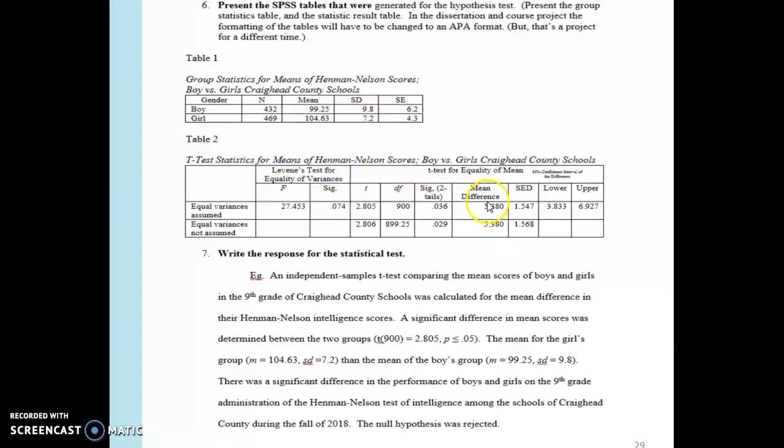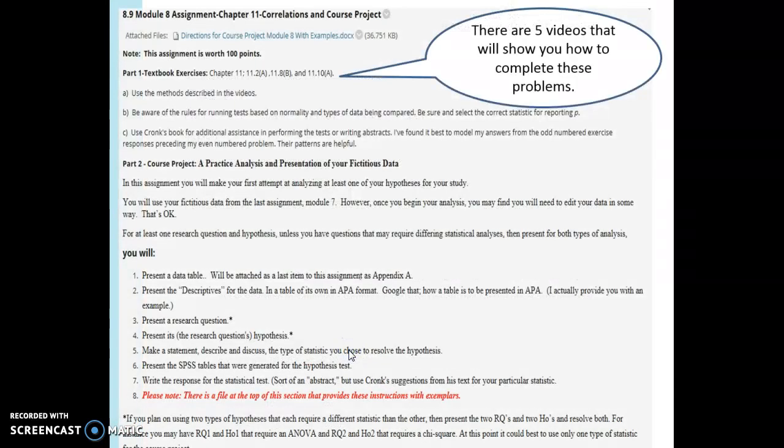T-test, here's the results of the t-test. You just put that in there. Table 2, t-test statistics for mean, Hinman-Nelson. Then you're going to write a response for the statistical test. Guess what that is? That's an abstract. So you just follow the rules for an abstract.